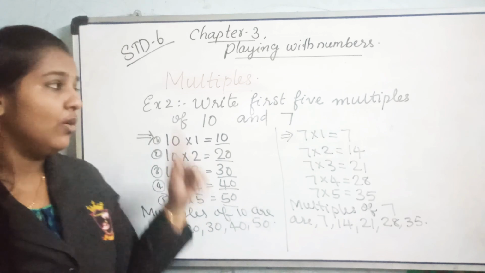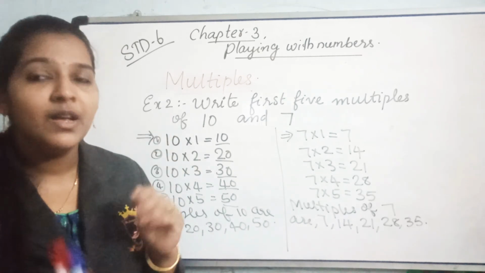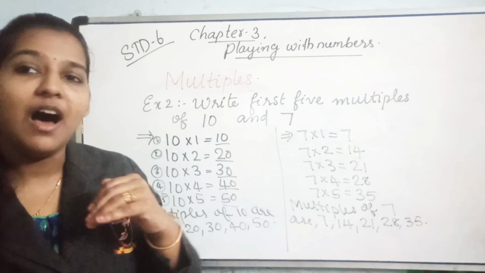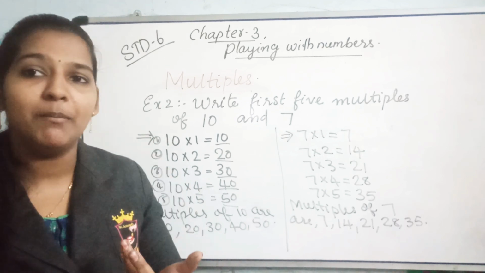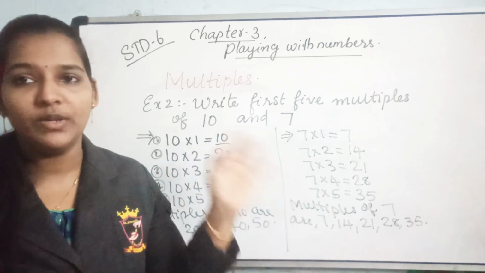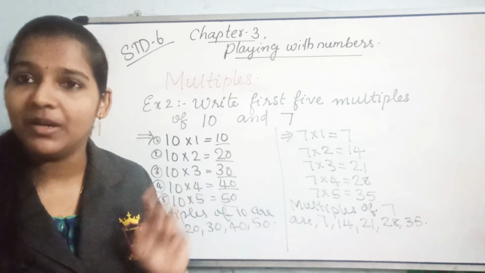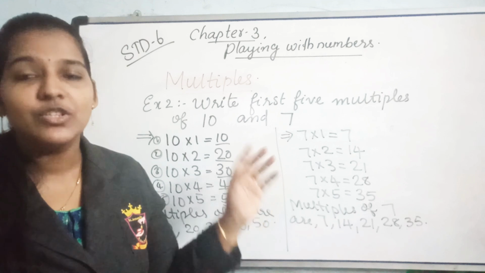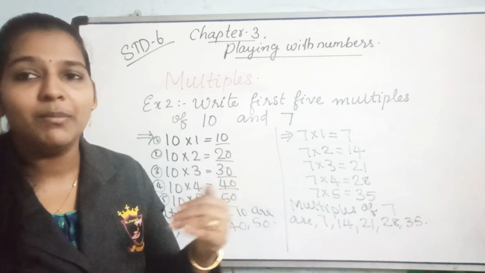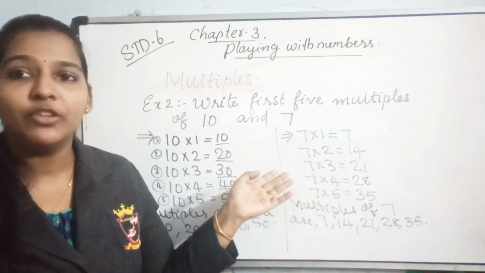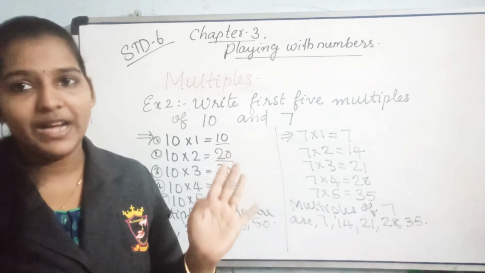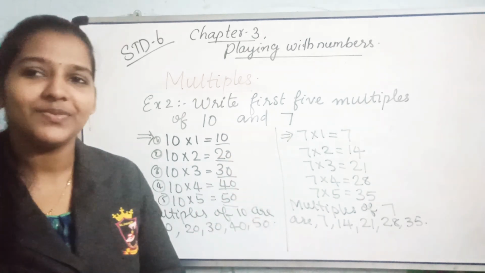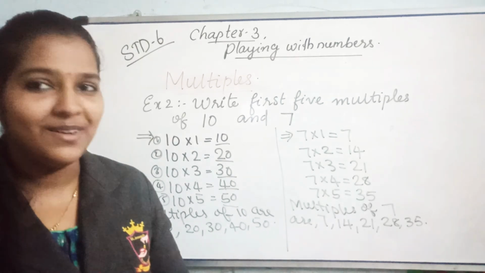Now, what is a multiple? A multiple of a number means the product we obtain after multiplying the given number by any whole number. We know which are the whole numbers: 0, 1, 2, 3, 4, etc. If you multiply the given number by any one of these whole numbers, you will get a multiple of that number. Got it? Is it clear, children? I hope it's all clear for you.